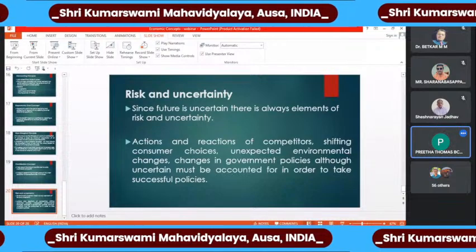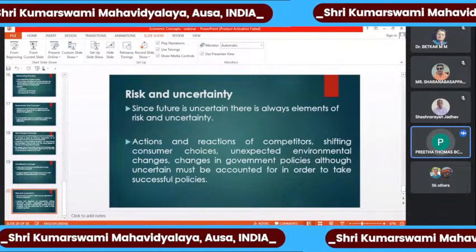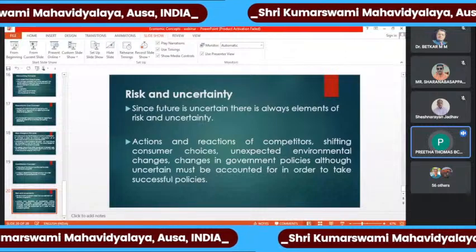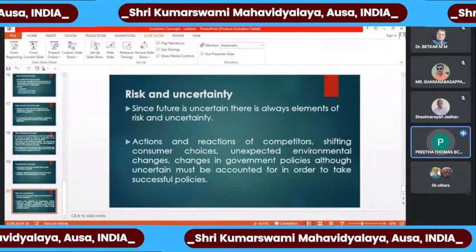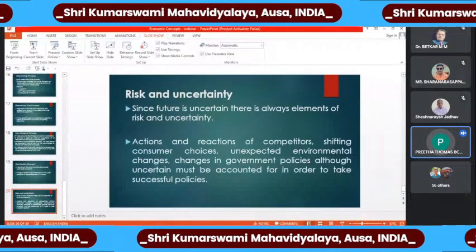So risk and uncertainty arise from so many things: actions and reactions of competitors, shifting consumer choices, right? We make a product, and suddenly consumers don't want it, they suddenly shift their choice, right?